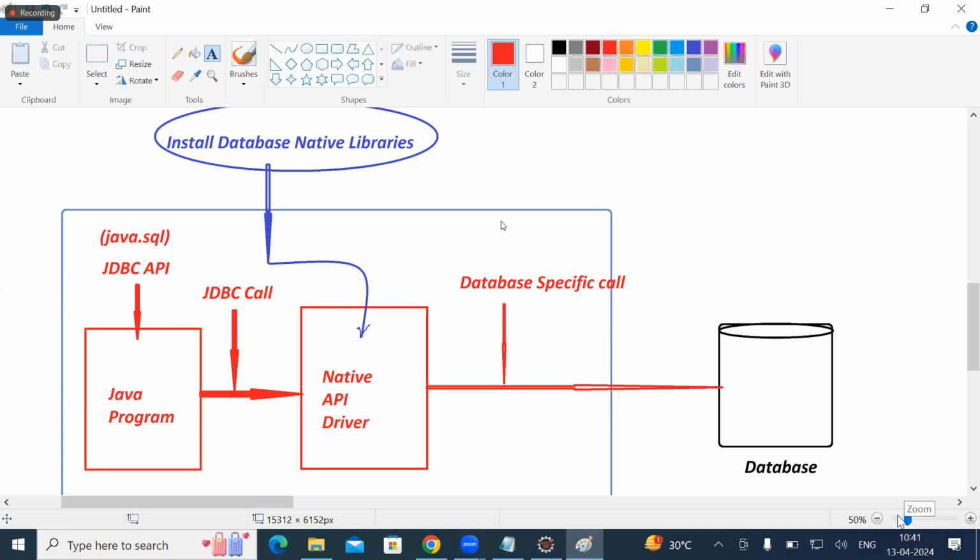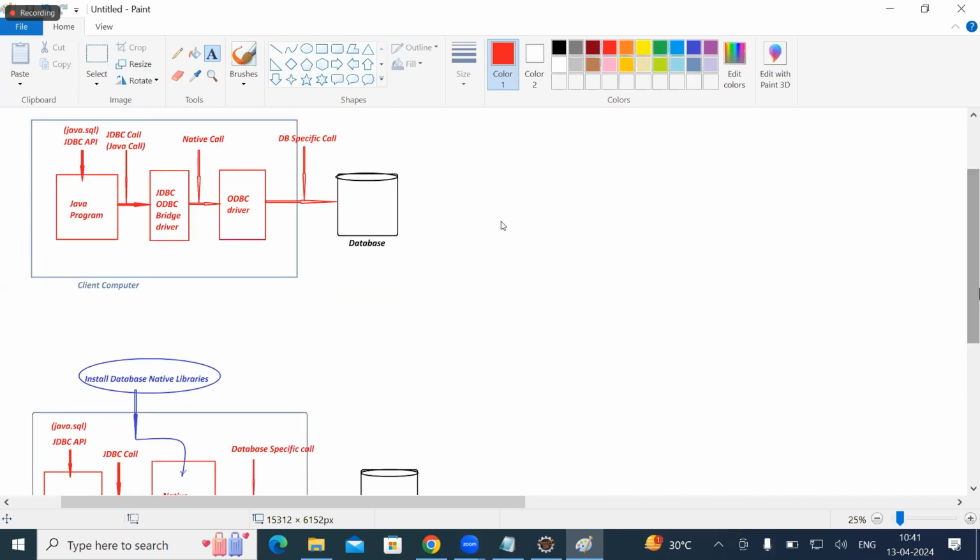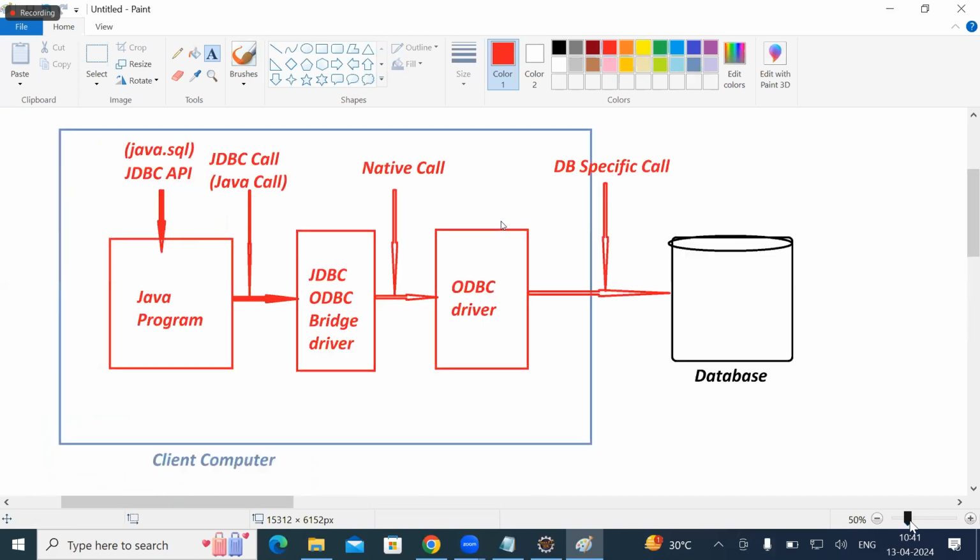Look here. Why all these headaches for us? Here the ODBC is a problem. Here making your client install the database native library is a problem. Why all this headache? They brought one new concept to you: Type 3.